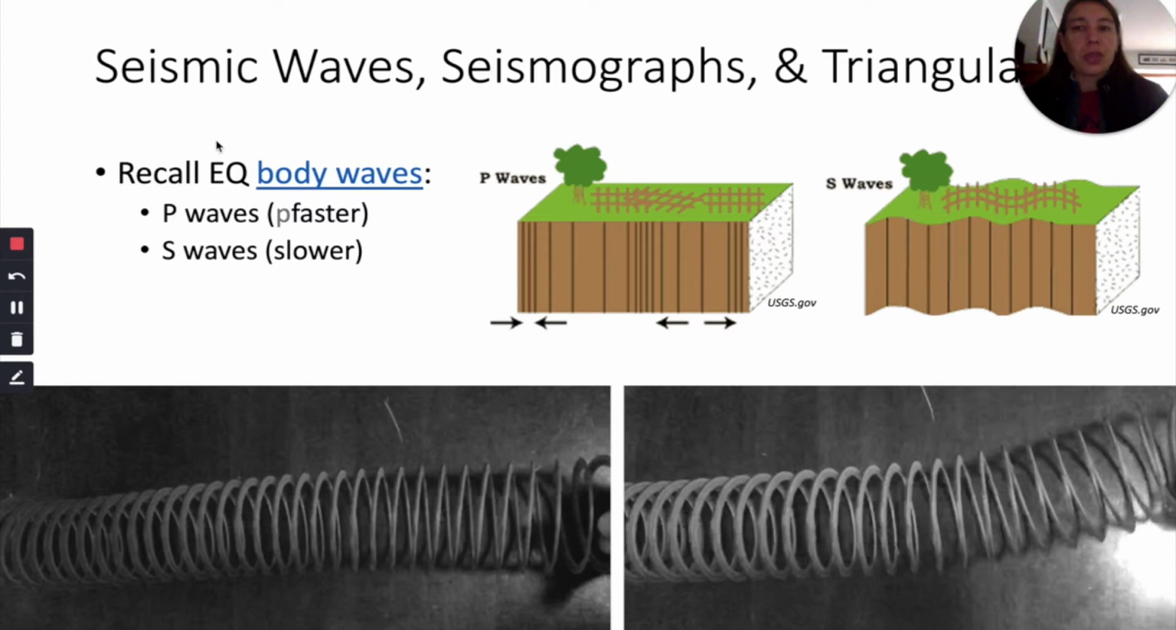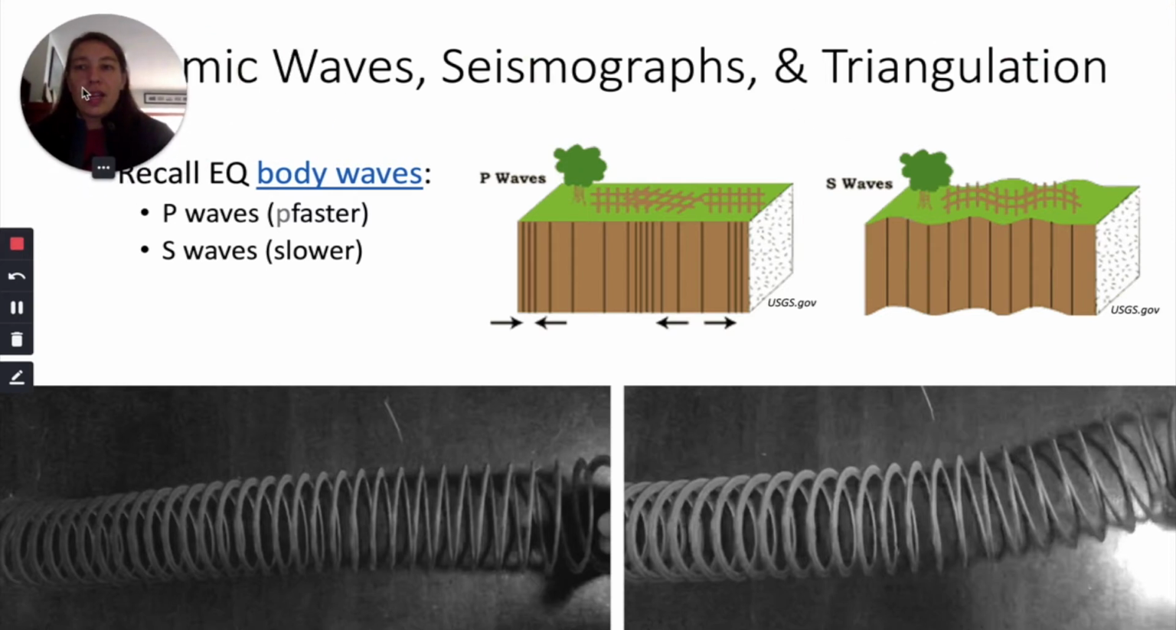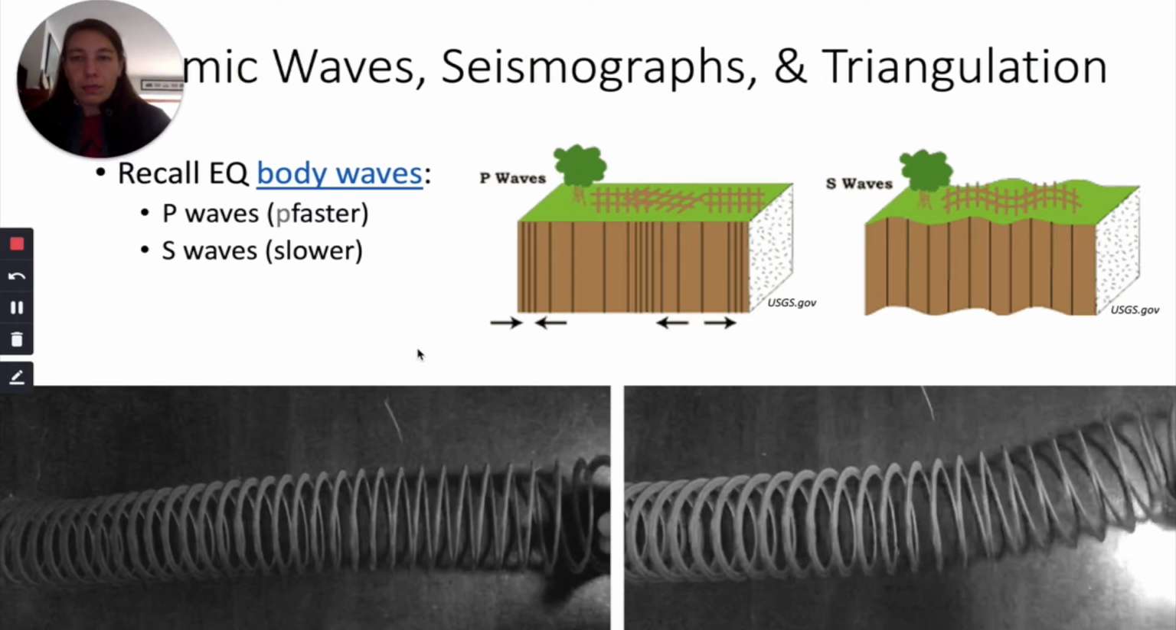So let's first recall earthquake body waves. These are the waves that are of interest to us for this activity of earthquake location. So for earthquake triangulation, we need to look at P waves, which are the faster waves, and they have this push-pull motion. I'm going to demonstrate with a slinky here.